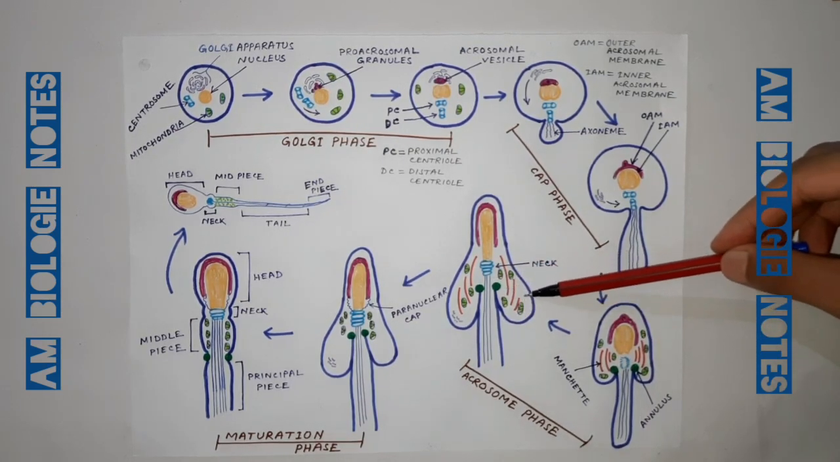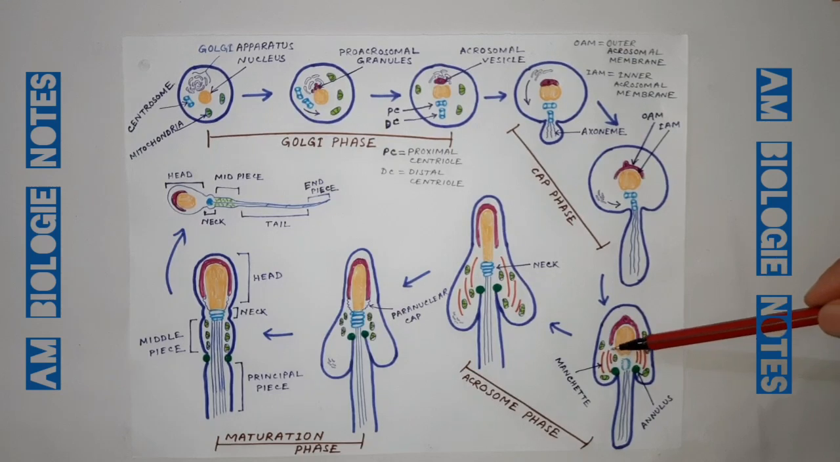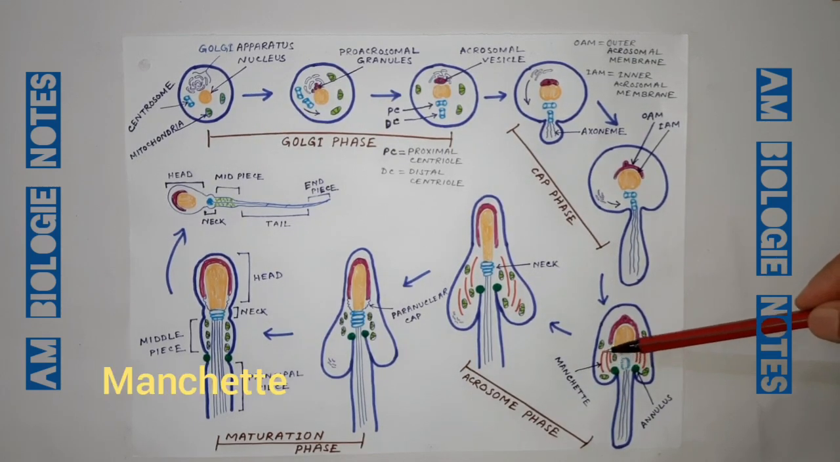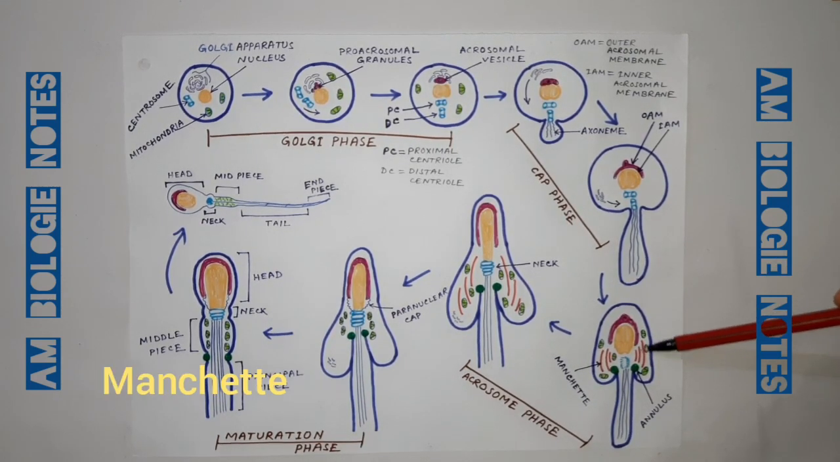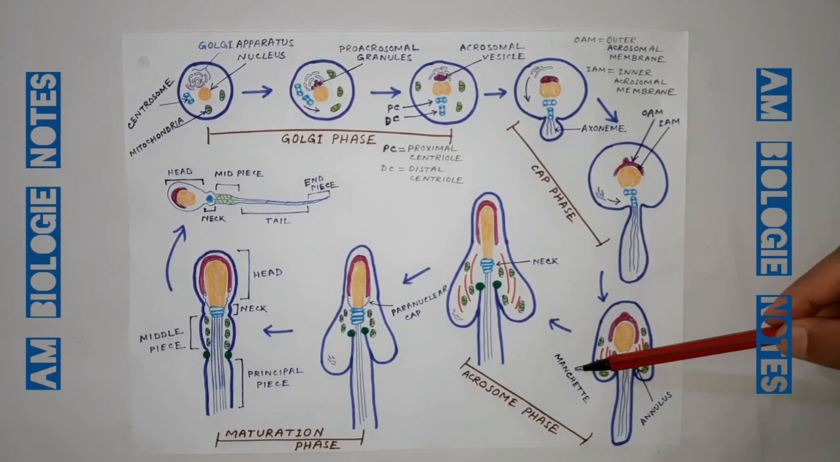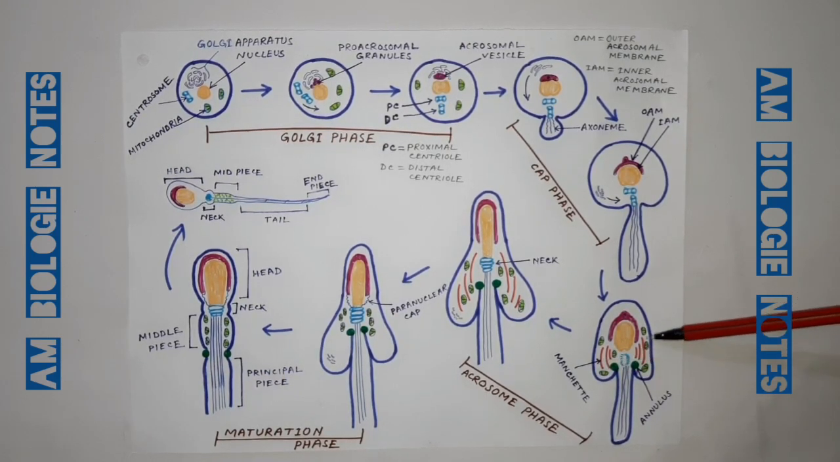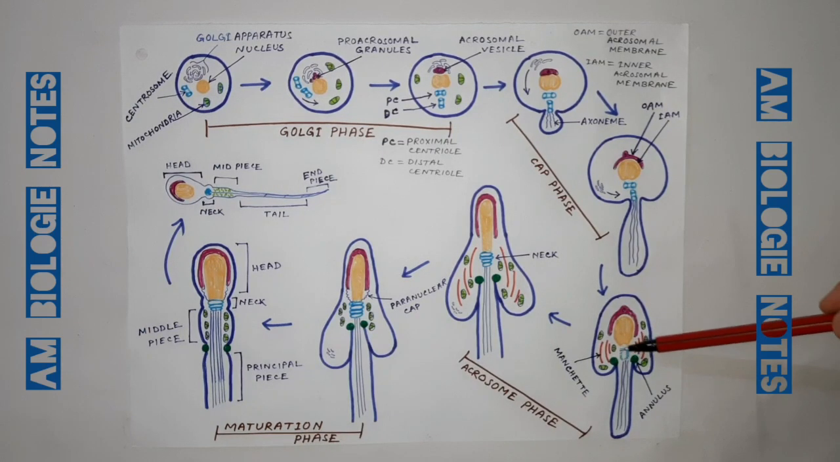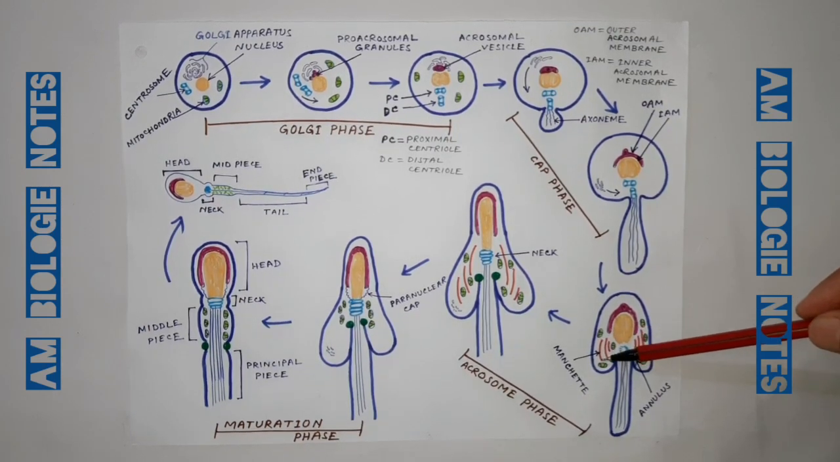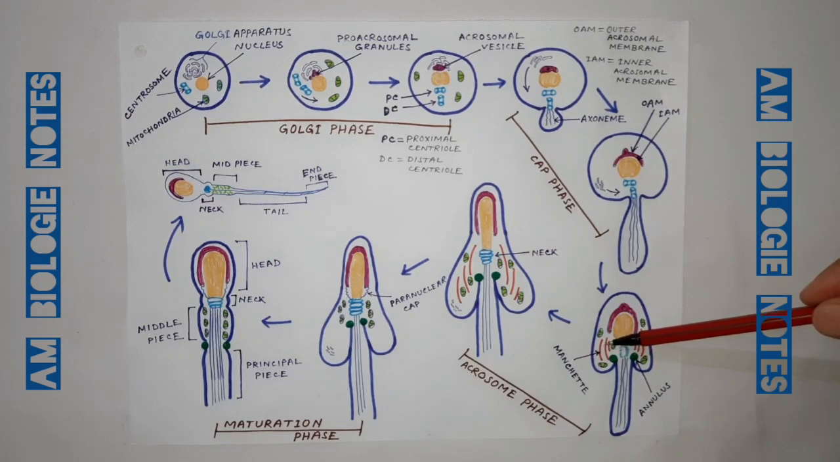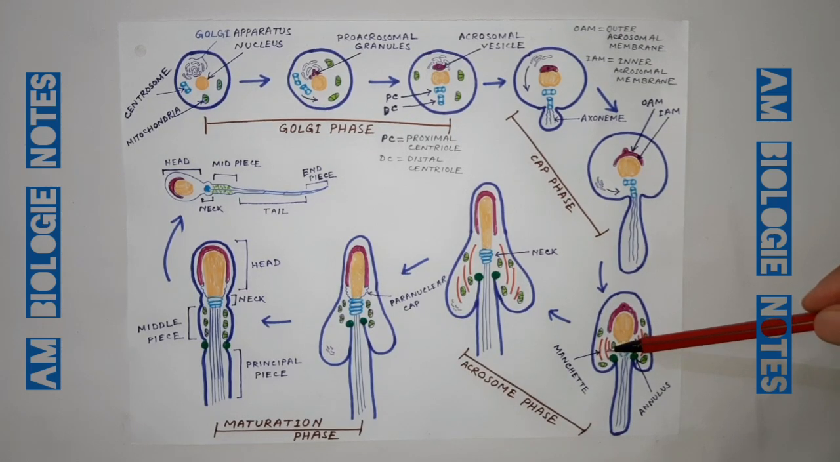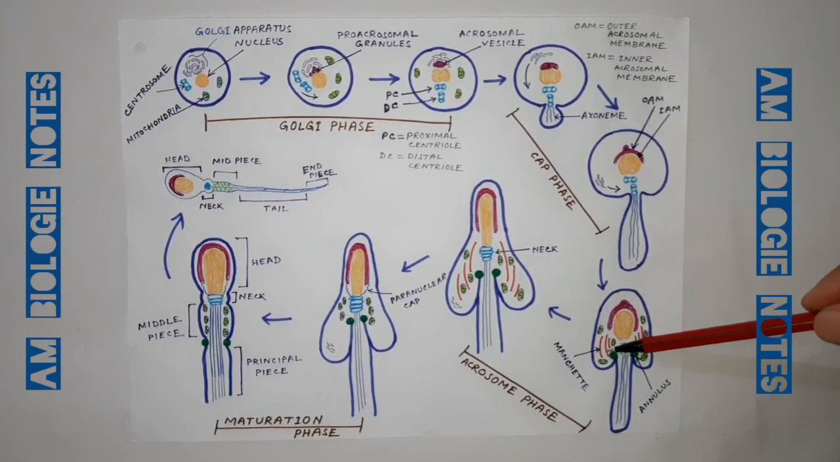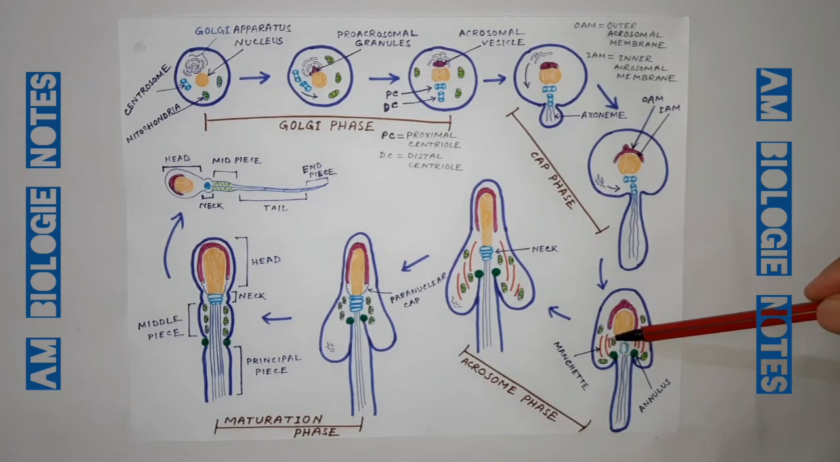The cytoplasmic microtubules become organized into a cylindrical sheath known as the manchette. It extends from the posterior rim of the acrosome toward the posterior pole of the spermatid. This manchette is a temporary structure and assists in the elongation process to form the tail of the sperm.